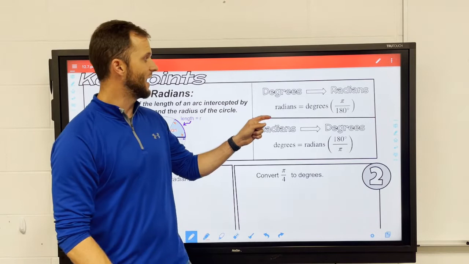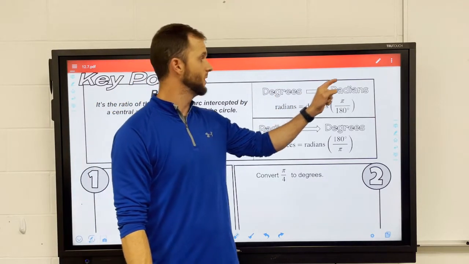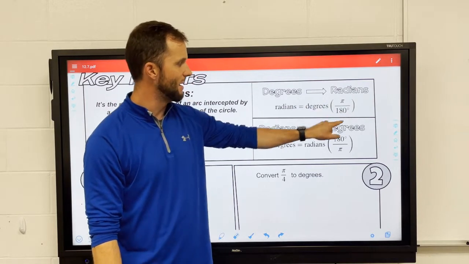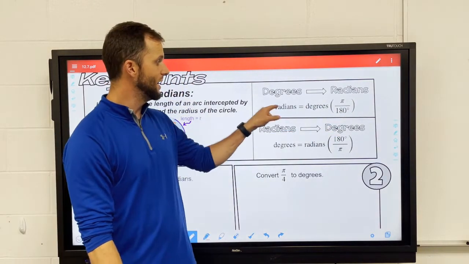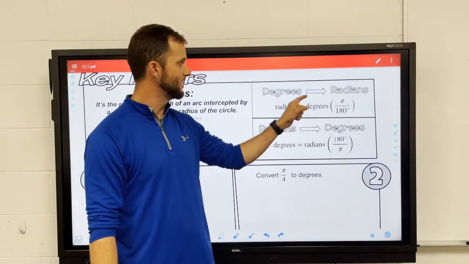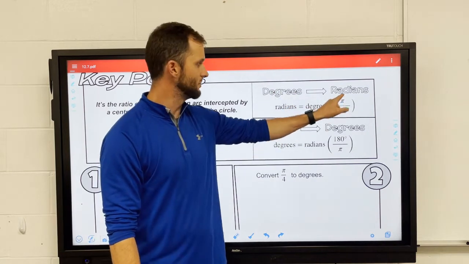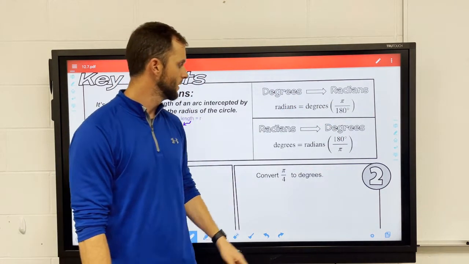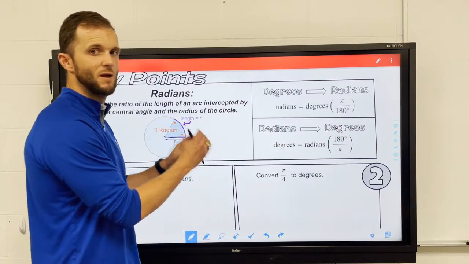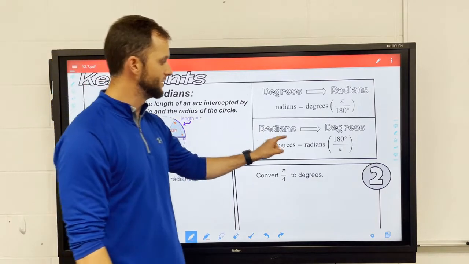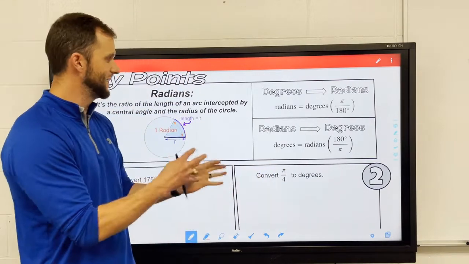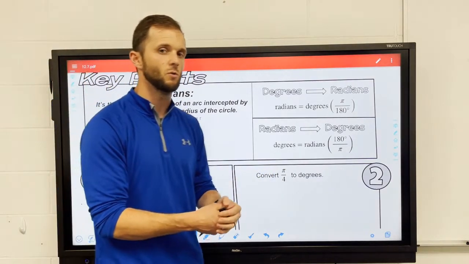If I am given the degrees and I want to convert to radians, I would take the degrees and multiply by pi over 180. So again, if I want to find radians, meaning I'm taking degrees and changing it to radians, I'm going to take whatever the degree is and multiply it by pi over 180. Now if I want to transfer radians into degrees, and they give me a measurement in radians, I'm going to multiply the radians by 180 over pi, and that's going to give me the degrees. So basically that's how I transfer back and forth between degrees and radians.